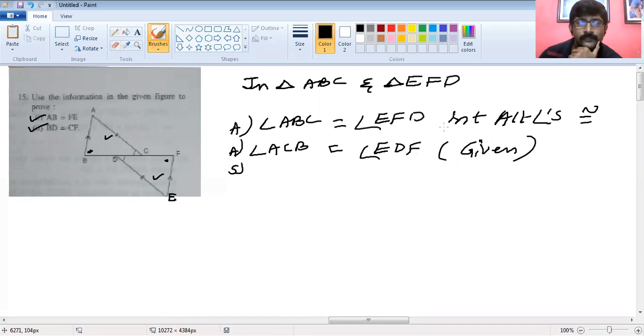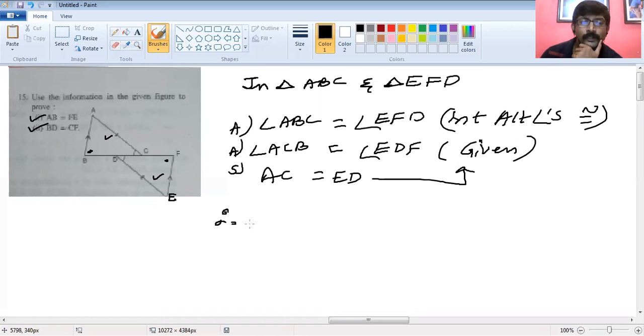Please bear with my handwriting, guys. I know my handwriting is not so cool. I'm working on it. AC is equals to ED. Why AC is equal to ED, bachcho? It's again given. Okay, even this is given. Therefore, triangle ABC is congruent to triangle EFD. Why? By AAS test.